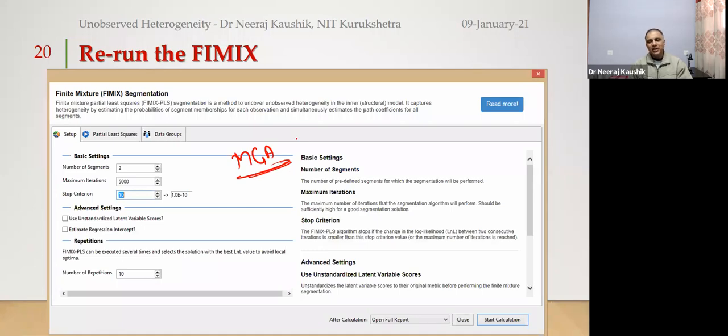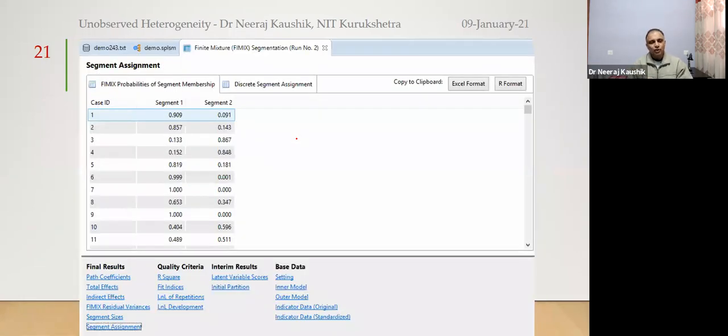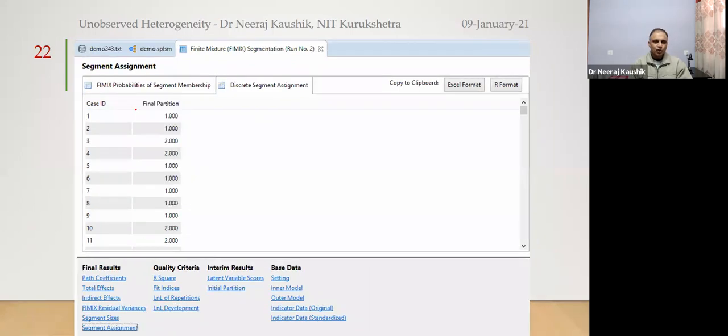Okay, cluster is only one thing. Just consider a cluster like a moderator. Go for the multi-group analysis and try to see whether they are different or not. Now check it out. This will give you the cluster assignment, and here it will show which person goes to which cluster. So the first person goes to the first cluster, the second goes to the first.